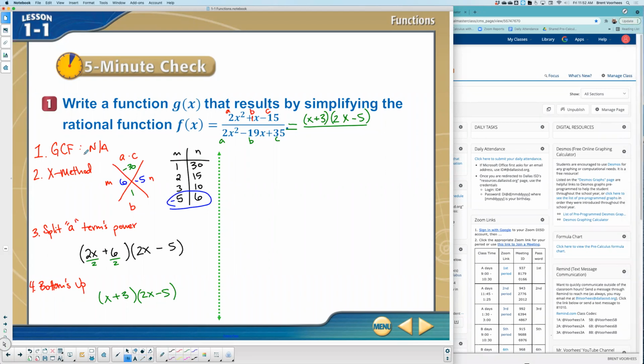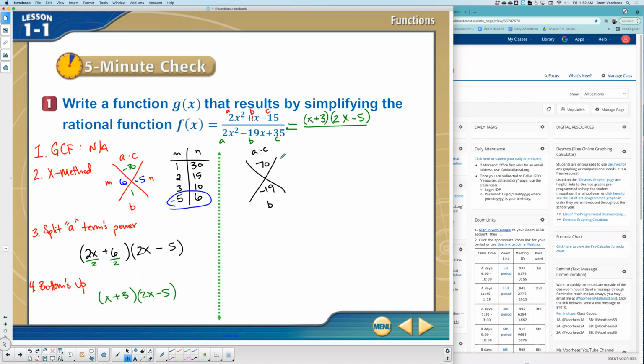The denominator, if I look for GCF, is there any GCF between 2x squared negative 19x and positive 35? No. So we move on. Very good. So we're going to do X method now. X method. So I have A times C, B in the bottom. For our denominator, we have 2 times 35. Anybody know mental math? 2 times 35? 70. Good. And B is negative 19.